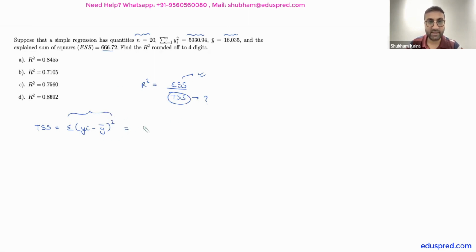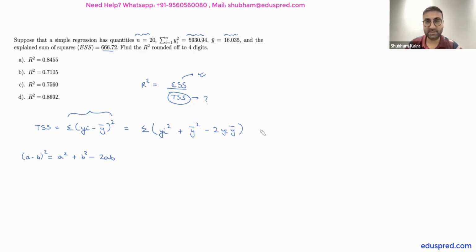Okay, so we can write this as summation, and I can use the formula of a minus b whole square over here. So the formula is a minus b whole square is equal to a square plus b square minus 2ab. Okay, so over here, yi is playing the role of a and y bar is playing the role of b. So this is going to be a square, that is your yi square, plus b square, that is plus y bar square, minus 2yi times y bar. Okay, so your TSS can also be written like this.